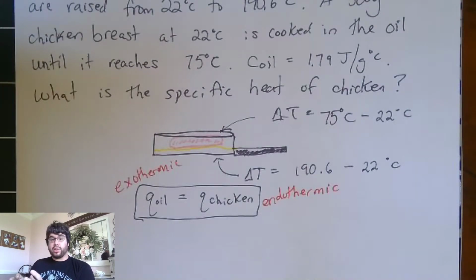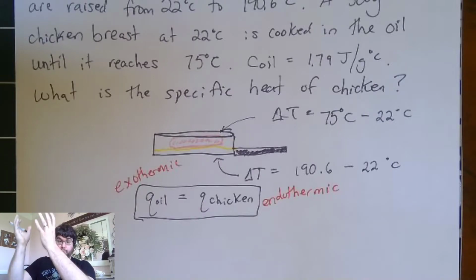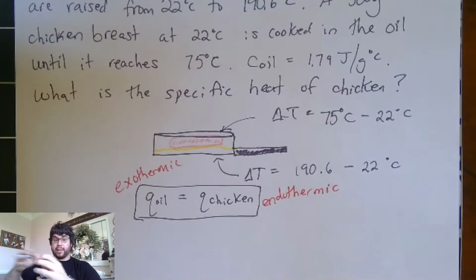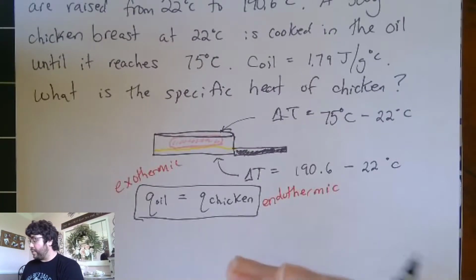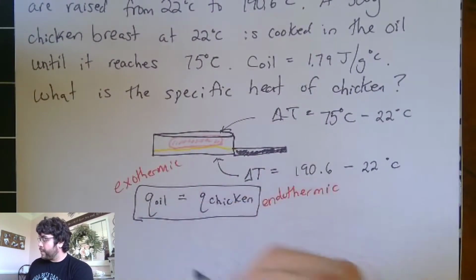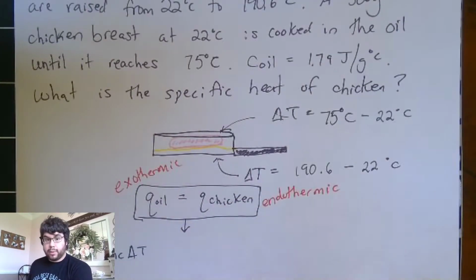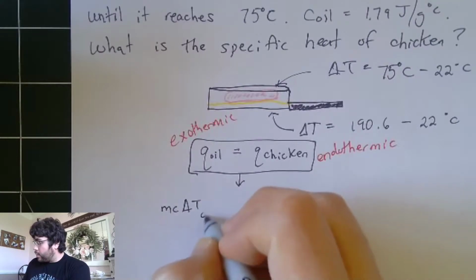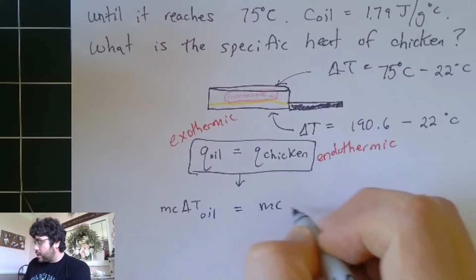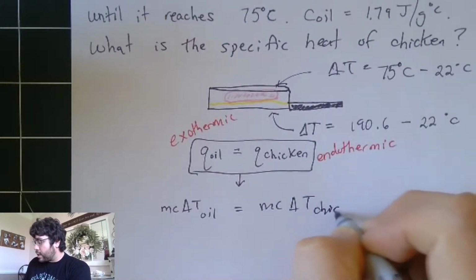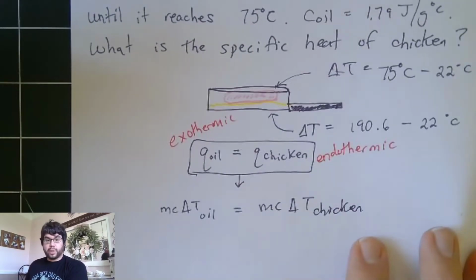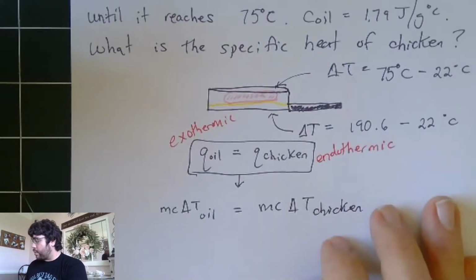If this were a situation where we're not continuously being heated by a burner down below, if you just had a hot thing and put that in water and cooled it down, that is where you would have to worry about negatives. But in this case, it's kind of tricky. You don't worry about the negative. But anyway, at the end of the day, we can break this down into mcΔT for the oil equals mcΔT for the chicken. All right, let's just go ahead and put our numbers in here.